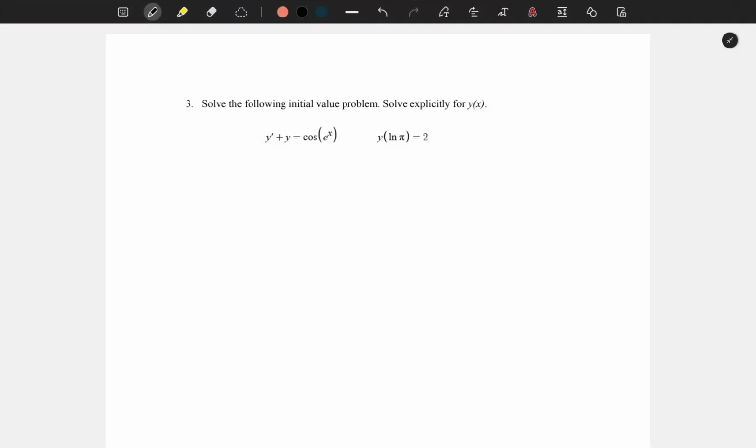Okay, so this is question 3 of the MTH240 midterm. It says solve the following initial value problem. Solve explicitly for y of x. So this problem is a differential equation problem. You can see that we're given a differential equation here, y prime plus y is equal to cos e to the power of x, and we're also given this piece of information, y of ln pi is equal to 2.